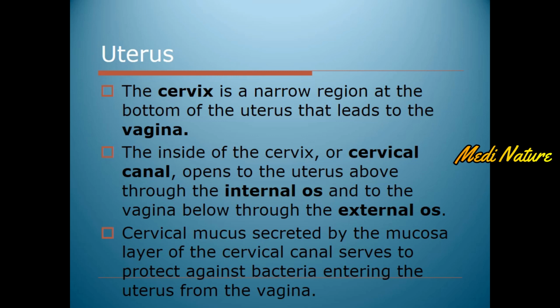the opening called the external os. The cervical mucus secreted by the mucosal layer of the cervical canal serves to protect against bacteria entering the uterus from the vagina. So you can see this mucus layer prevents bacteria from entering the uterus, which come from the outside of the body through the vagina.